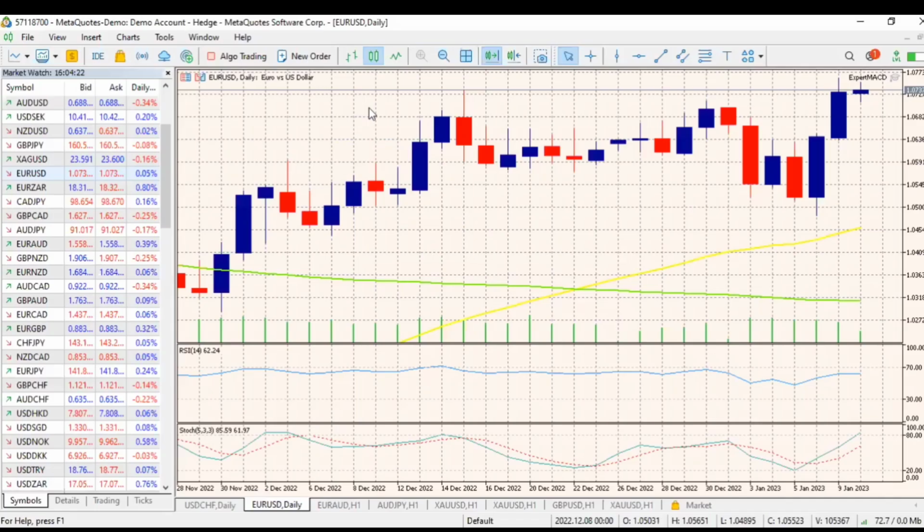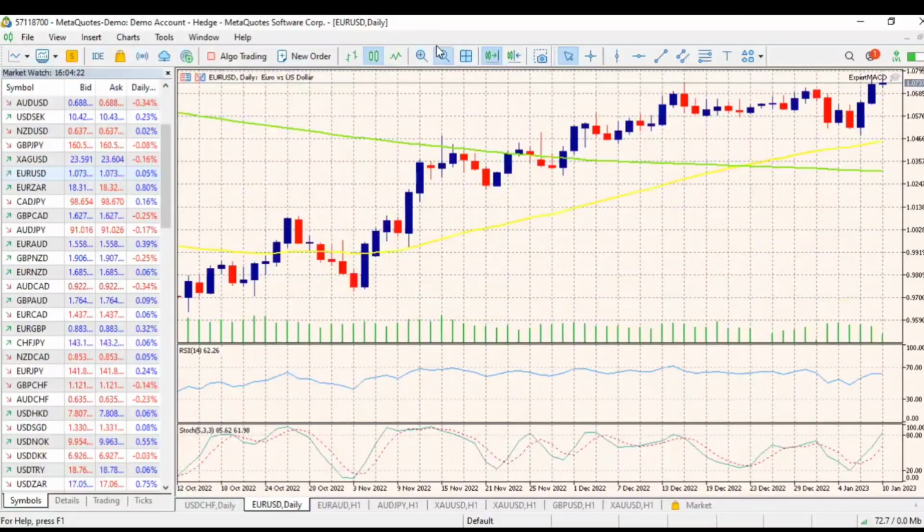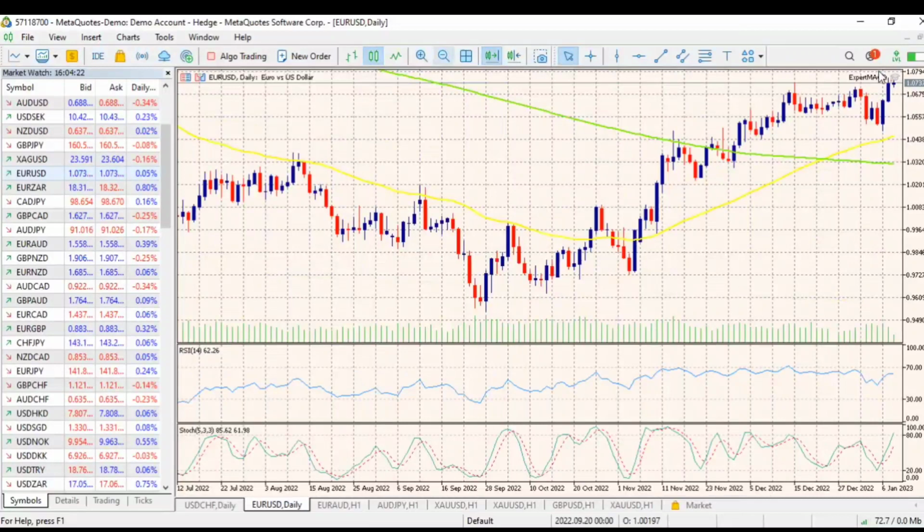For example, this is a EUR/USD daily chart. So what is the trend here? Guys, can you answer me what the trend is here? Can anyone answer what the trend is in the chart? This direction. What does this direction signify here? This is the buying direction. So the trend we are discussing here is the buying trend.